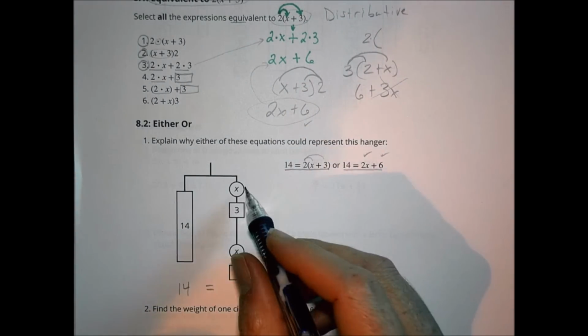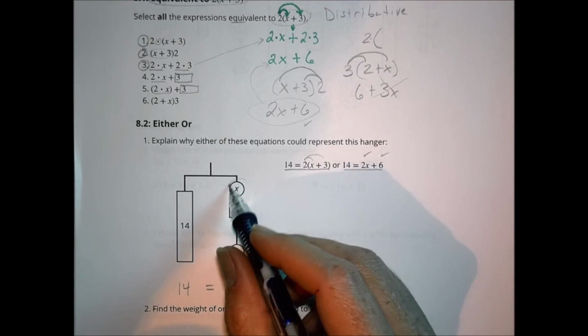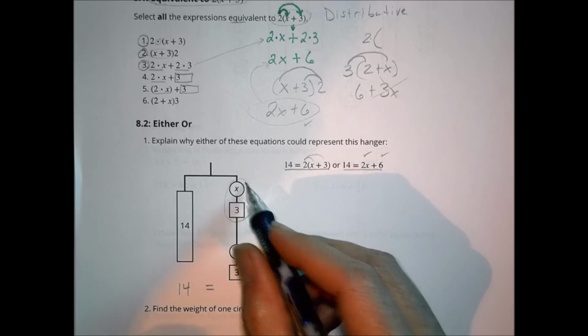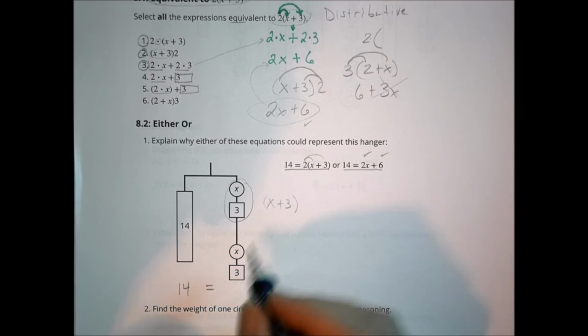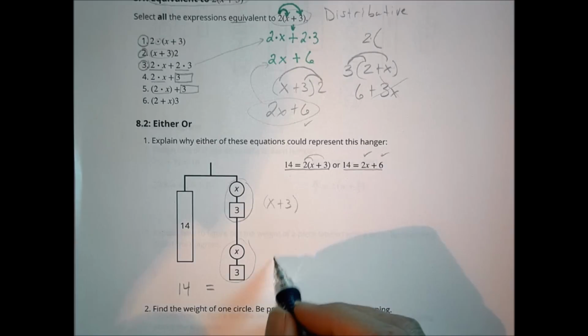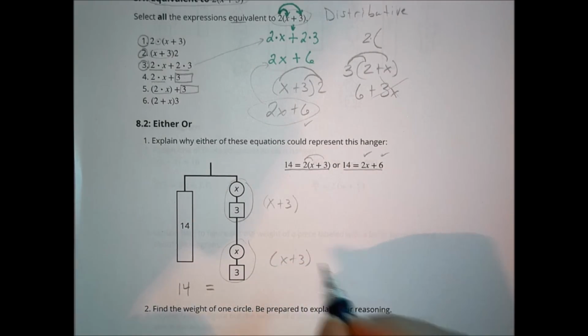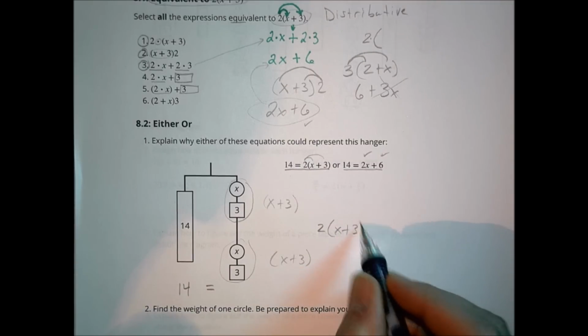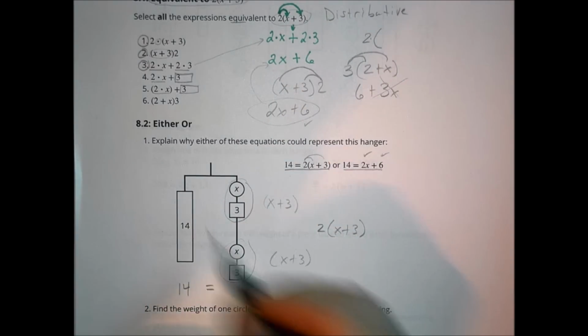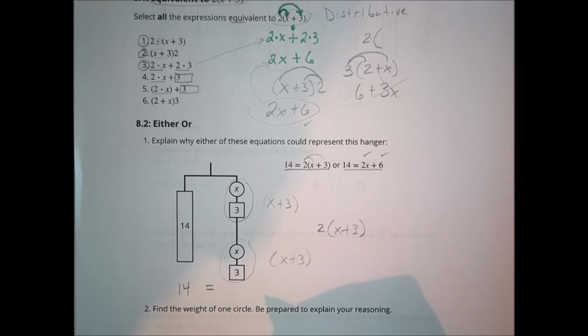So with this part of the hanger, I could look at it being, well, I have a group of x plus 3. That's a group there. And I have another group of x plus 3. And so in reality, I have 2 groups of x plus 3. That's one way of looking at what's on the right side of that hanger. I could write it like that.